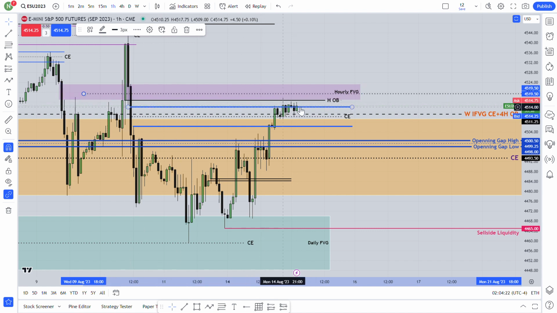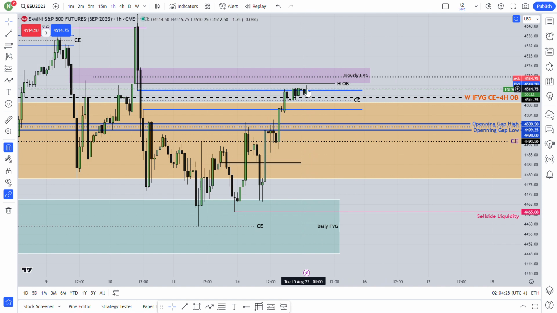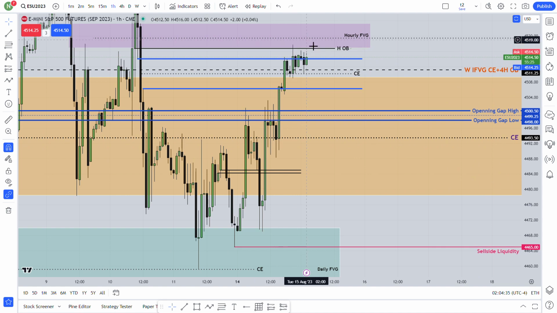In the meantime, this is the hourly order block. All of this place I am just watching what is happening over here. I think it will go there, take this liquidity, this high liquidity, you see this high, it will take that, then expand lower.